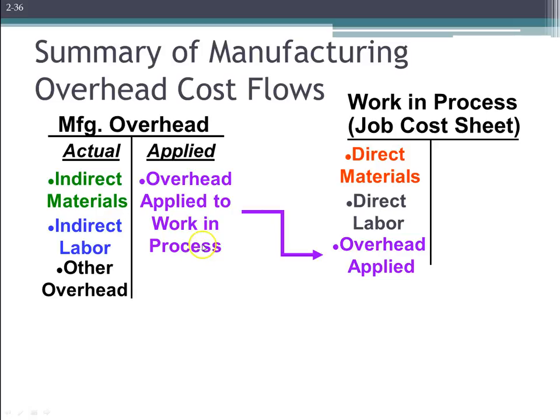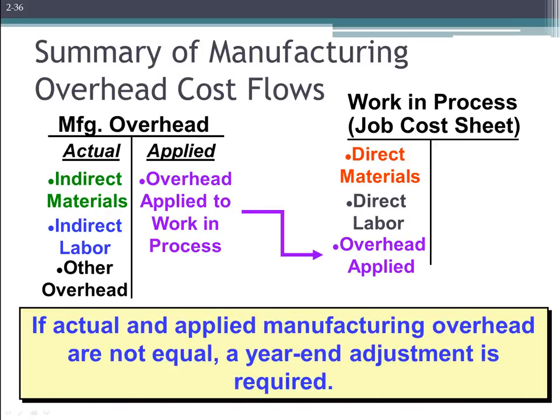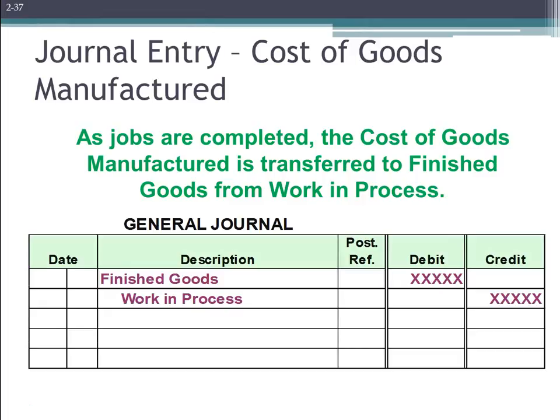Right? So unfortunately, since we're using a predetermined overhead rate to apply these actual costs that we have incurred during the period, usually these amounts are not going to be exactly the same, and we need to make a year-end adjusting entry in order to fully use up all of these manufacturing overhead costs, which we'll talk about in just a bit. That'll be the last section of today's lecture. For now, let's keep tracing those goods.